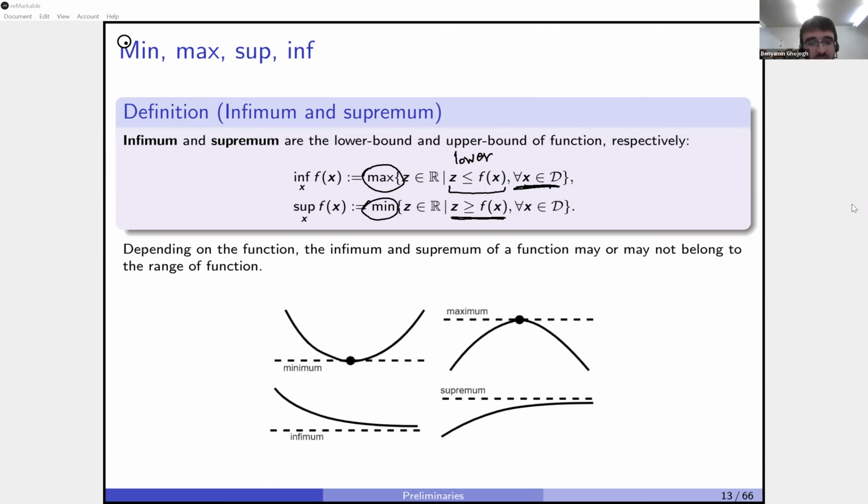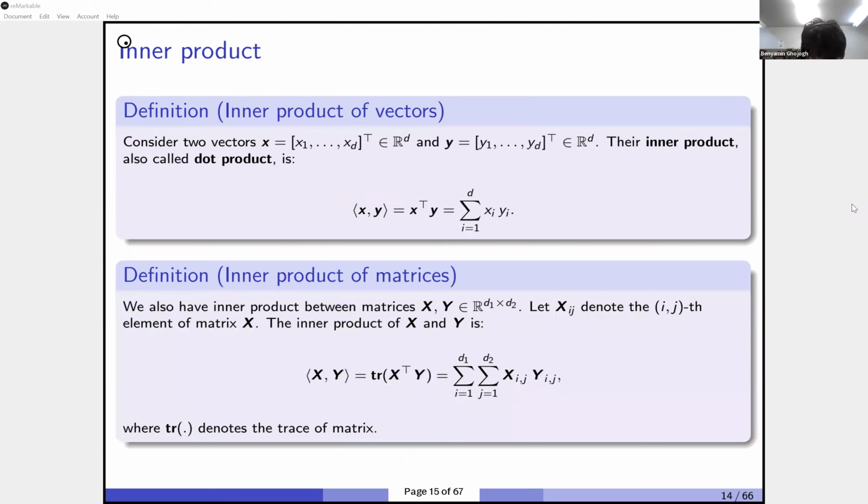Is everything clear, guys? Yes? Yep. Yeah, great. Okay. We still have some minutes left. We'll go until the end, and then we'll continue next session.